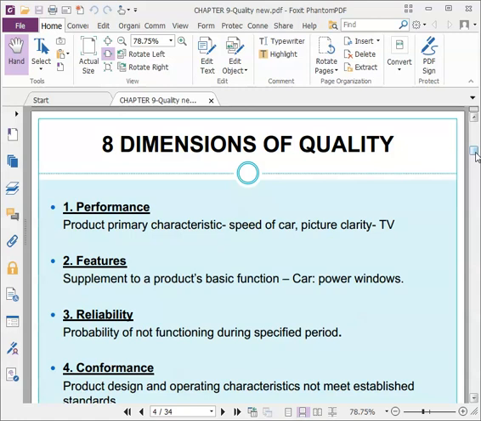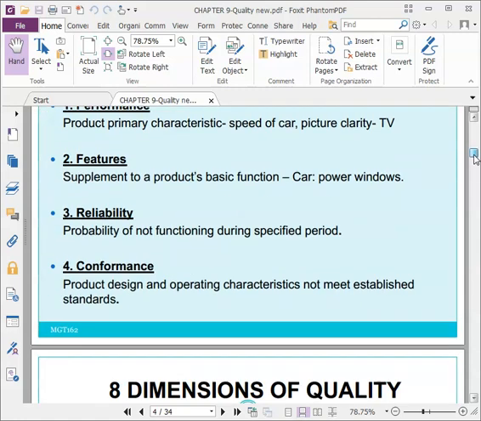Okay, second one is about product features. Supplement to a product specific function. Maksudnya feature tu paling basic sekali, apakah kegunaan dia. Contoh, so for example, car that have power windows. Kalau kita tengok kereta dalam zaman sekarang ni semua dah ada power windows, ataupun kita tekan je dah boleh buka tingkap kan, tak perlu lagi usaha yang keras nak kena pusing dia tu. Okay, so that is features. Okay, quality of the features.